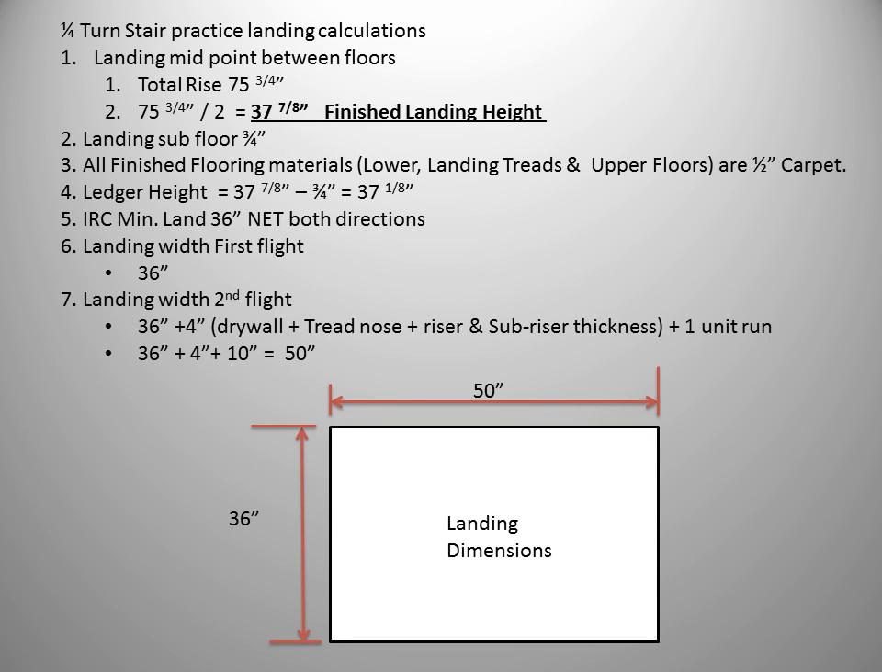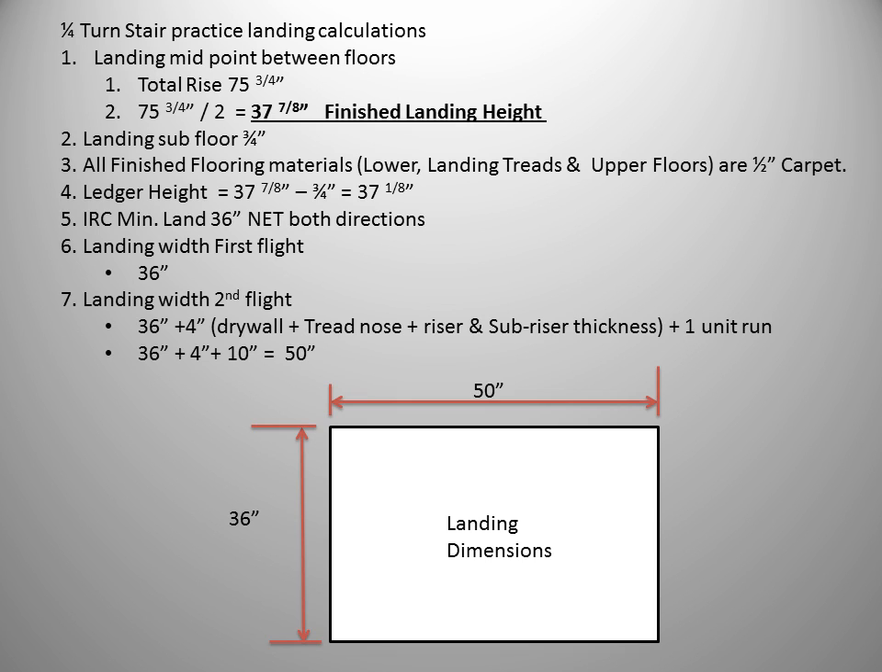Here are the calculations for our quarter-turn landing example. We will use the total rise of 75 3/4 inches, and we want the landing to be at the halfway point of the total rise. To find the finished height of the finished landing, we simply take the total finished rise and divide by 2.